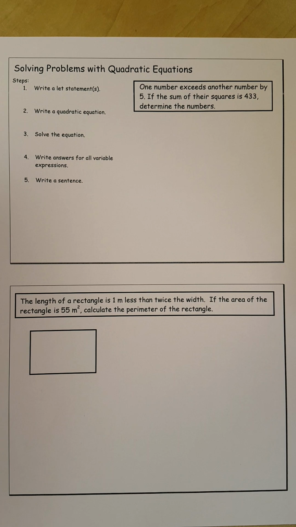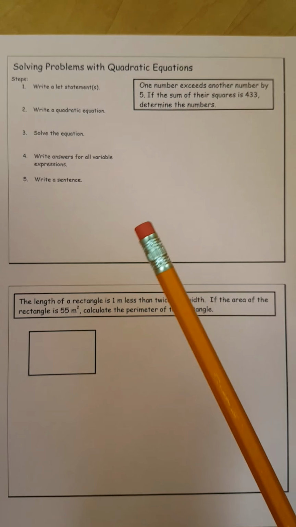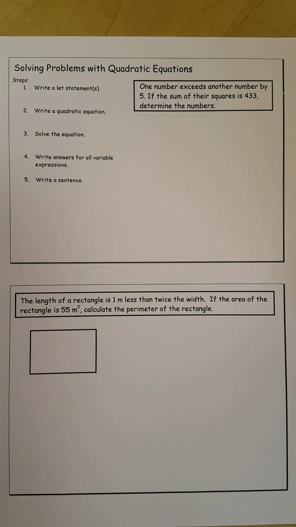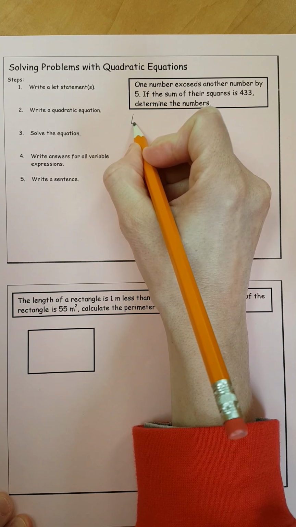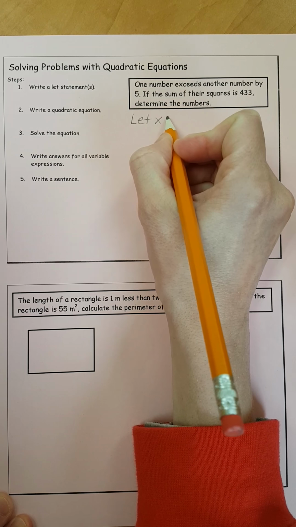So first thing we need to do is we're going to read it, and then we're going to do a let statement, or statements. One number exceeds another number by 5. If the sum of their squares is 433, determine the numbers. So we're going to need to deal with just one variable. So we're going to start with let x equal.